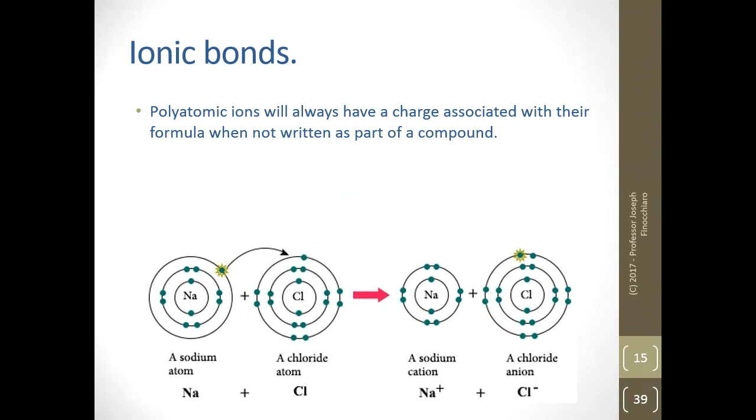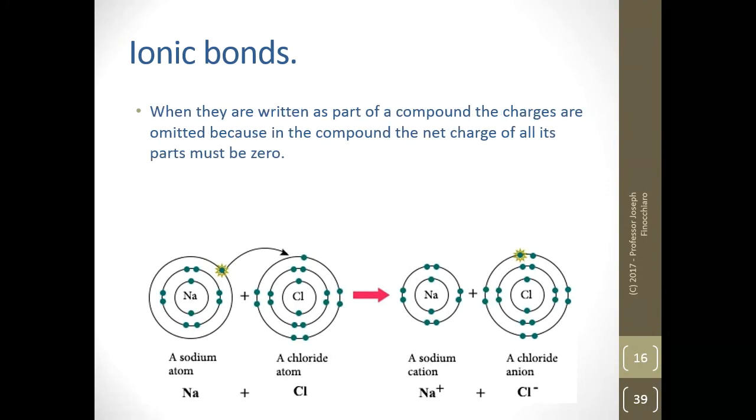Polyatomic ions will always have a charge associated with their formula when not written as part of a compound. So if we're writing NaCl and it's not part of a compound, okay, we should be showing what their charges are. When they're written as part of a compound, the charges are omitted because in a compound, it's zero again.